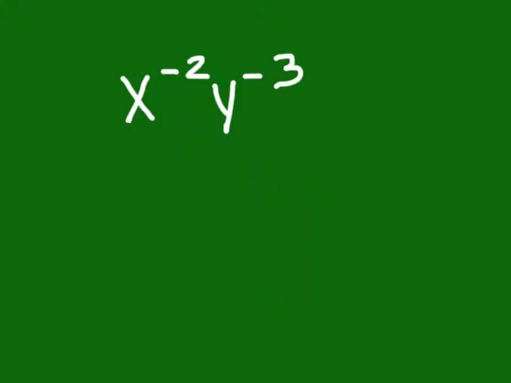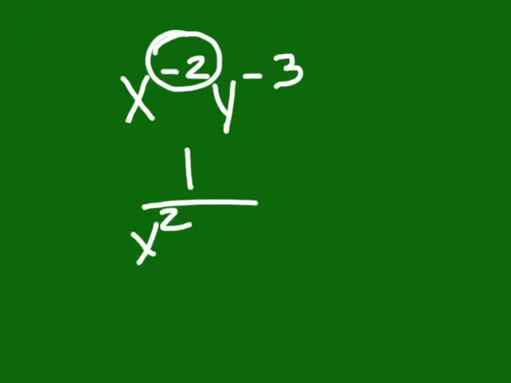We have x to the negative 2, y to the negative 3. So since both of those are negative, we have 1 over, take the positive of this, which is x squared, and the positive of this, which is y cubed. So it's 1 over x squared, y cubed.